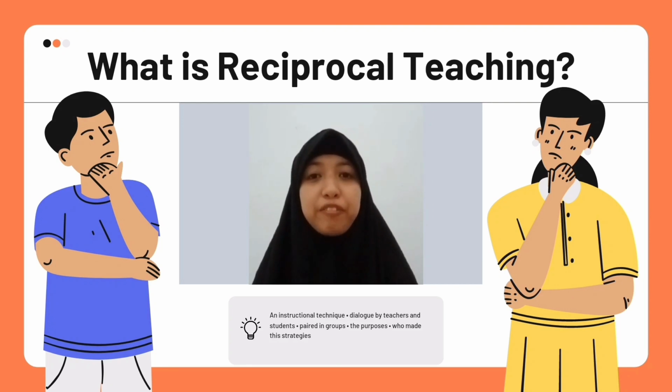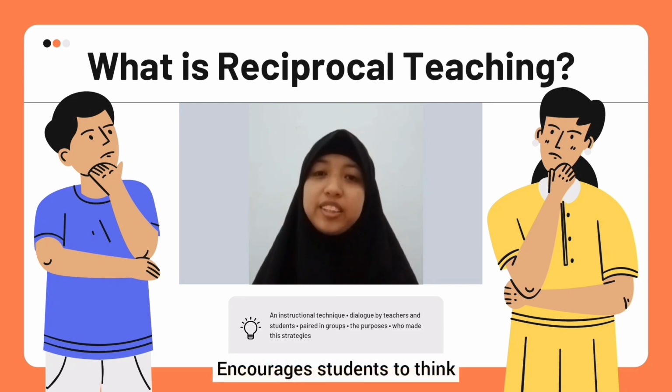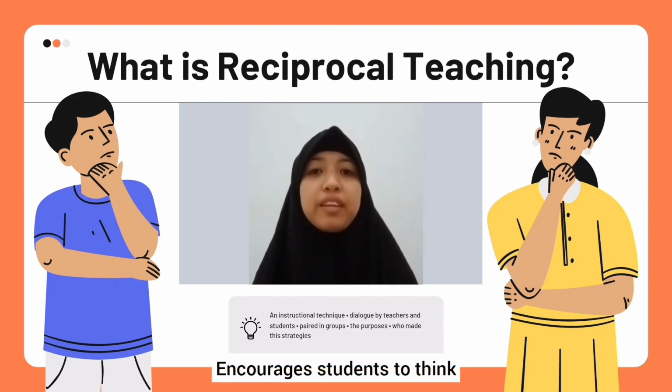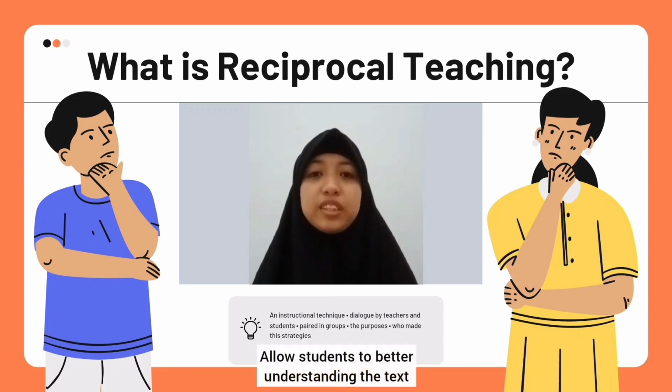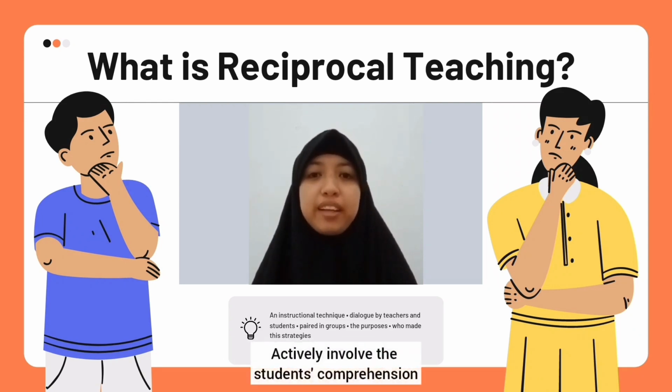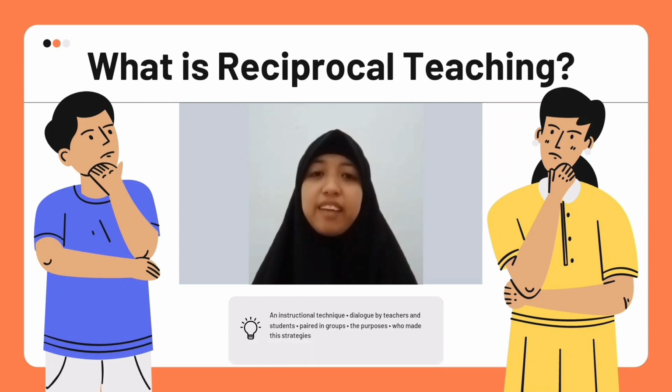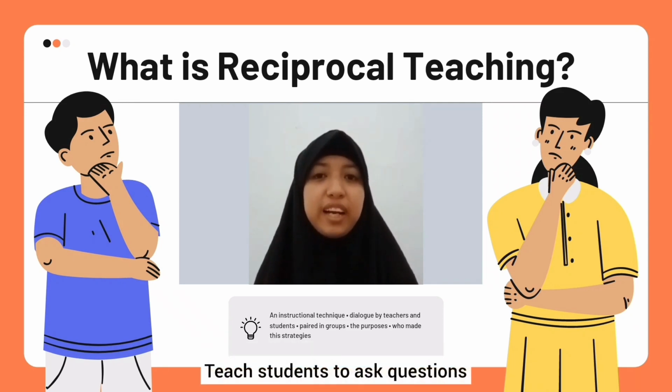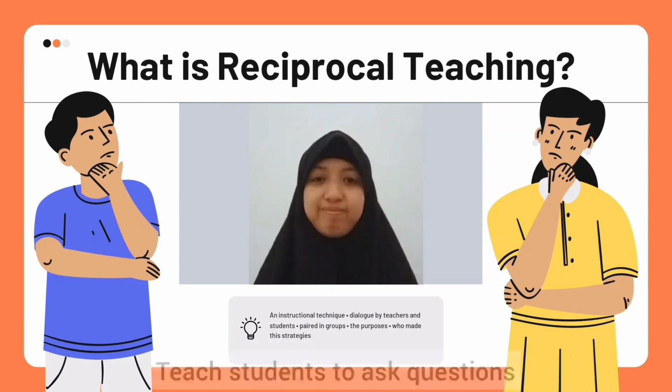The purpose of reciprocal teaching is to encourage students to think about what they are reading and their thought process. Allow students to collaborate with others to gain a better understanding of a text. Teach students to be actively involved in monitoring their comprehension. And lastly, teach students to ask questions during reading.